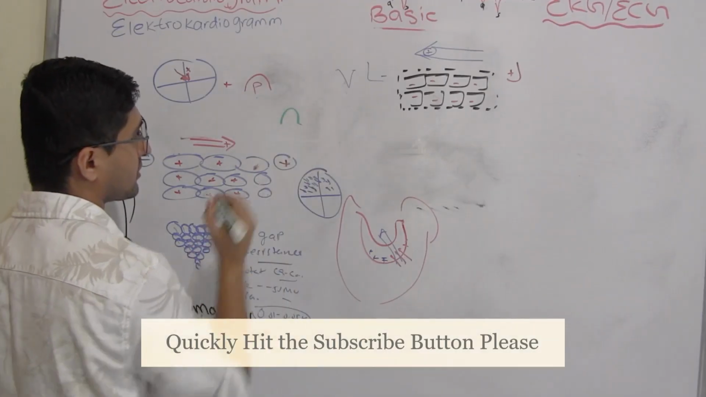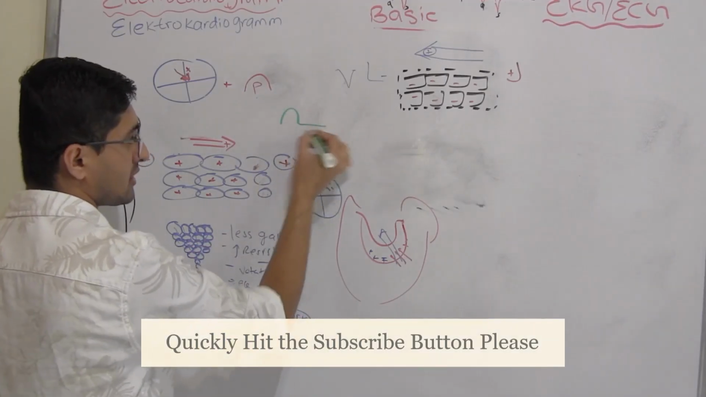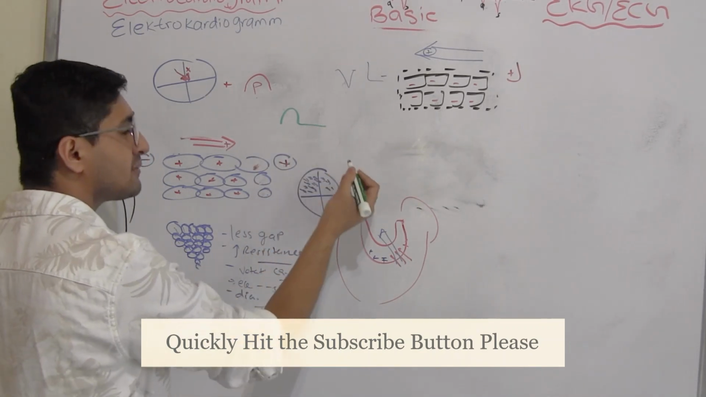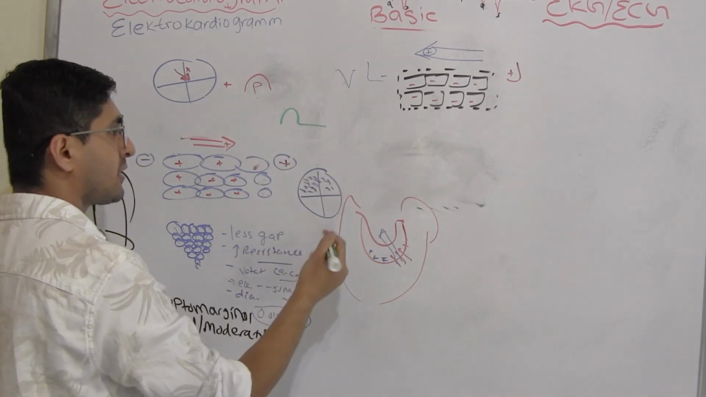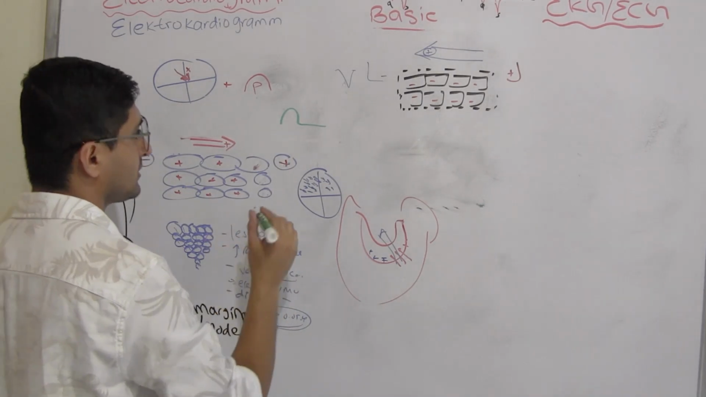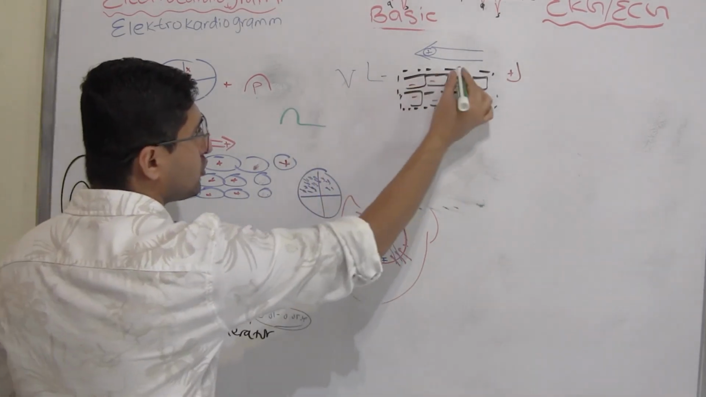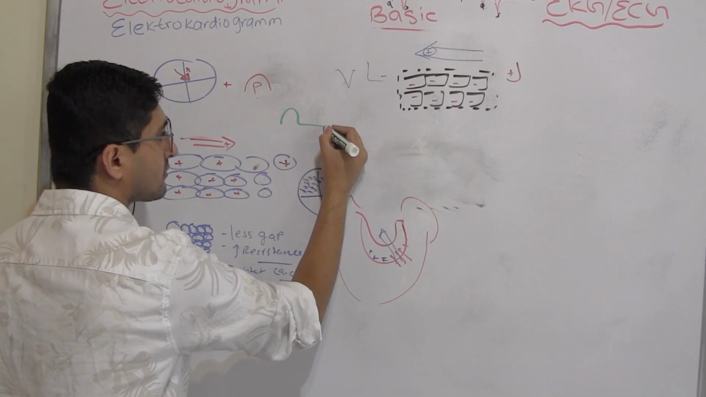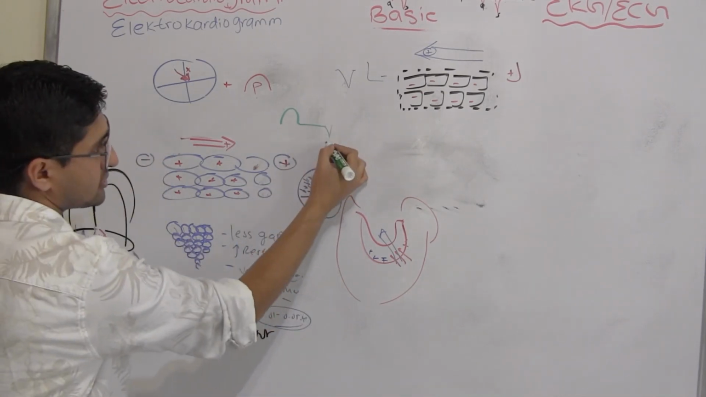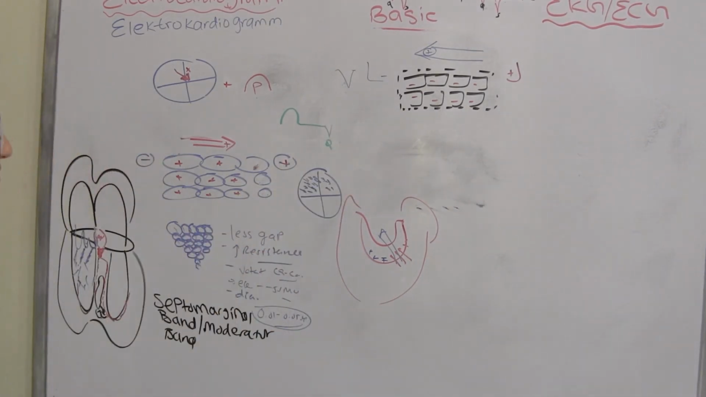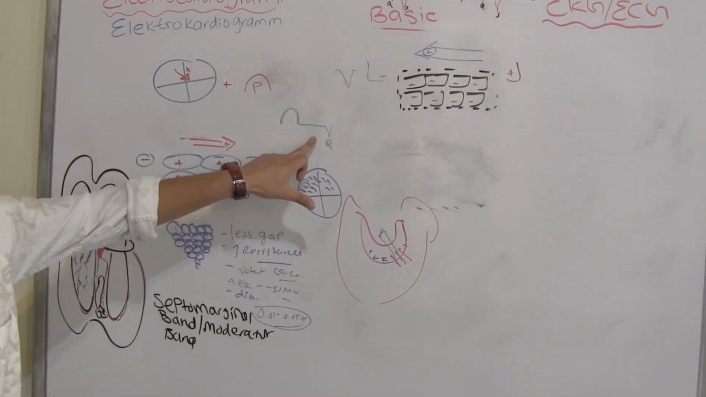So this represents P, okay, and then I have this line. We call them isoelectrical line too. You can call it isoelectrical line, but this is not a true isoelectrical line. We'll talk about that. And then, because it's going away from the positive end, I'll have a deflection like this, and this represents my Q. And that represents my septal depolarizations.